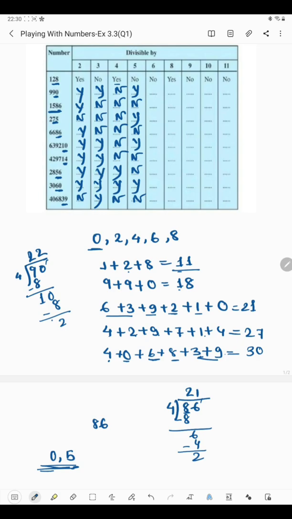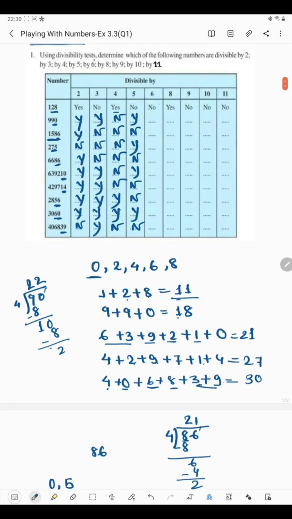Okay, now next we have the divisibility by 6. Divisibility by 6 means the number should be divisible by 2 as well as 3. So at first we will have to check whether it is divisible by 2 or not, and then we will check whether it is divisible by 3 or not. If the number is divisible by 2 and 3, then we can say that the number will be divisible by 6 also.